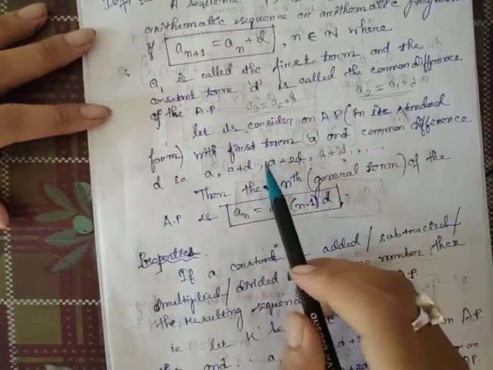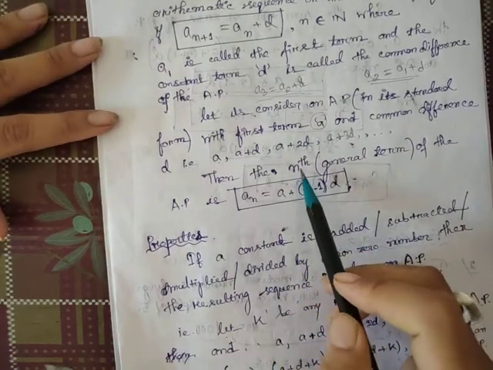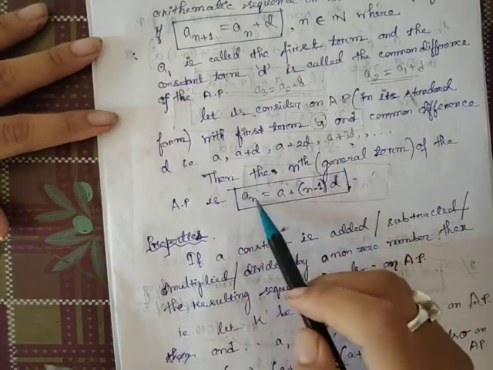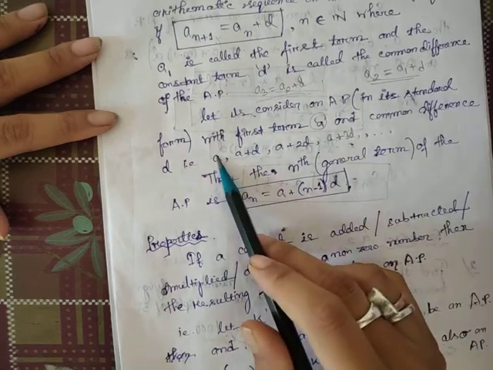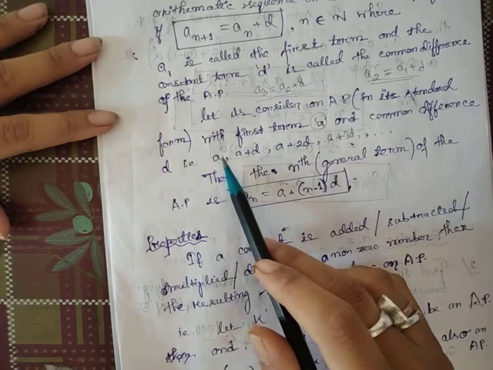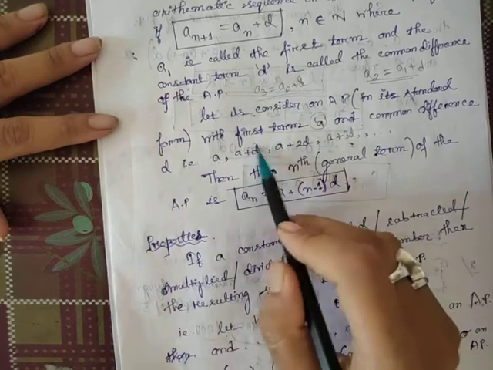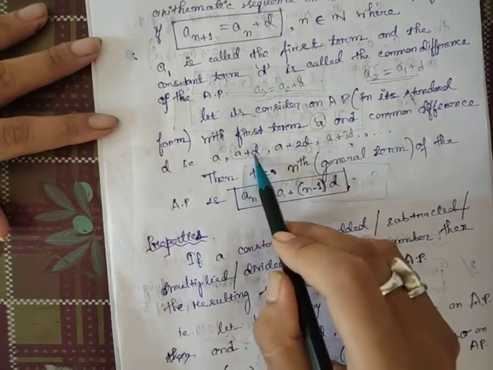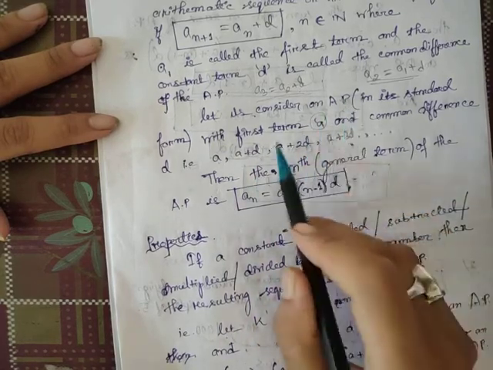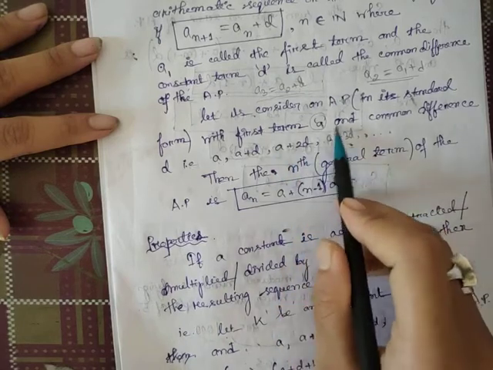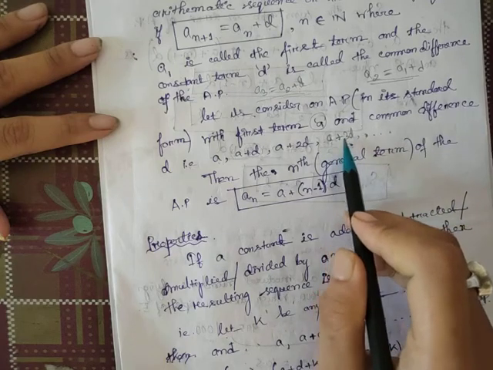This is called your standard form of an AP, and the general term, the nth term of the AP, is given by an equals a plus n minus 1 d. How is it? A is our first term, so we are writing a plus 0 into d. Second term a plus 1 into d. Third term a plus 2 into d. Fourth term, and we are having a plus 3 into d.